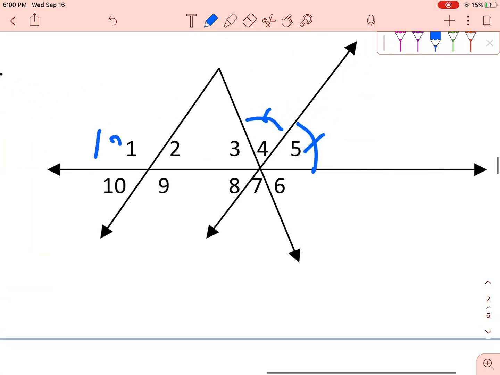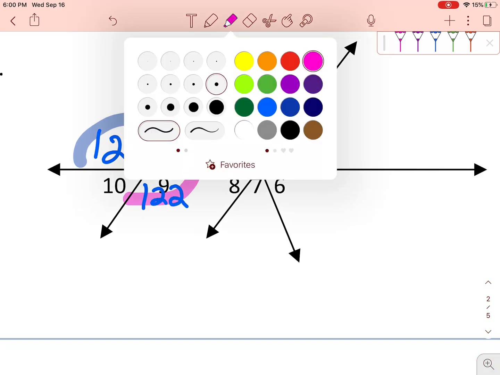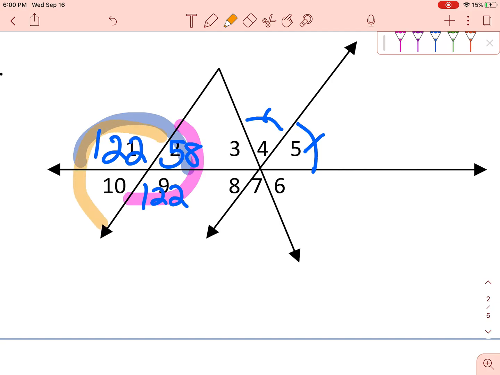Okay, so if this is 122 degrees, then the angle next to it equals 180. So 180 minus 122 gives me 58. And then again, 180 minus 122 gives me 58, and 180 minus 58 gives me 122. And for a third time, you can go in the opposite direction. 180 minus 122 gives me 58. So you know how big all those are.